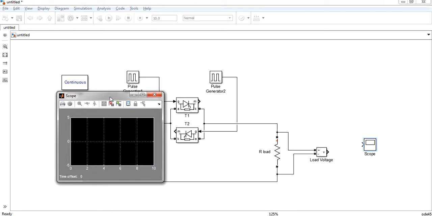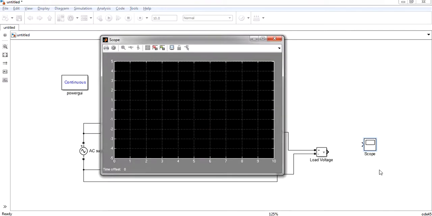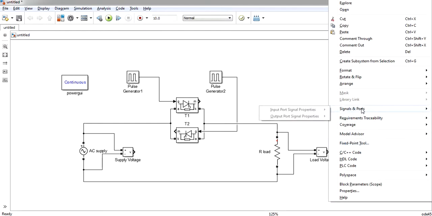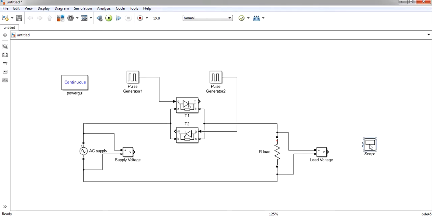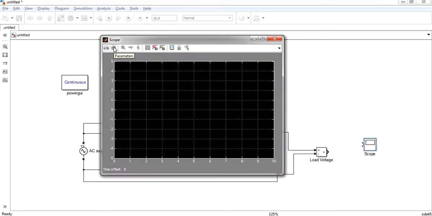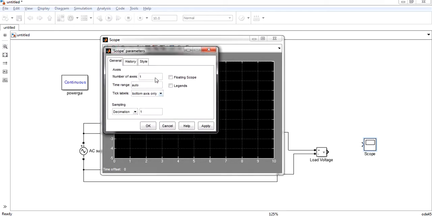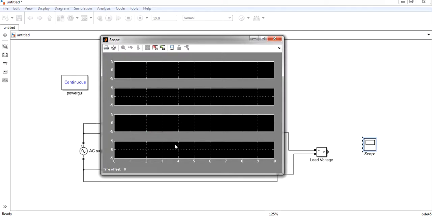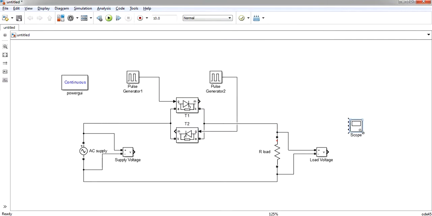So let us double click on that. If you have a new version of MATLAB, then you can just right click on that, and in signals and ports one more option will be there, that is number of ports. So click on that and you can change the number of input ports. But as I am using the older version, you have to double click on that and then click on parameters, and here you have to give number of axes. Now I need 4 ports, so I am giving it 4. Click on apply. Okay, so I will get 4 different waveforms in a single plot. So here you can see now our scope has 4 input ports.